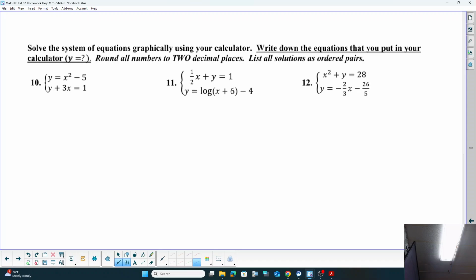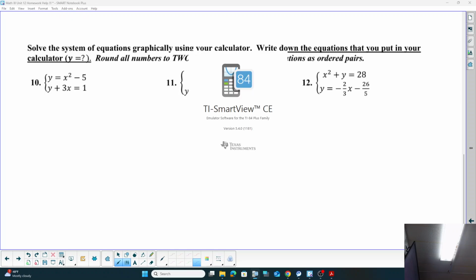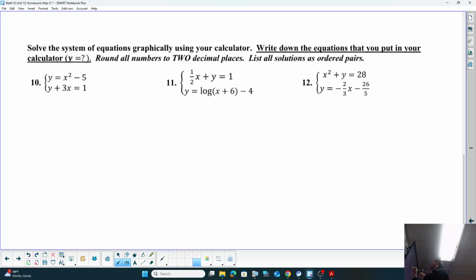Okay, solve the system of equations graphically using your calculator. So we've already done this, so I'll just do a couple of them. Try it on your own. You do have to solve for y first. So minus 3x to the other side. Now we have y equals x squared minus 5, and y equals 1 minus 3x.